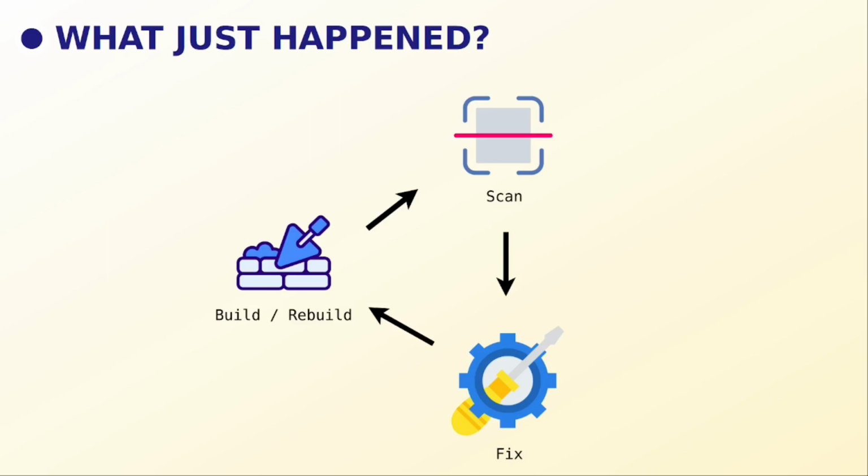First, we build a Docker image. Then we scan it using a tool like Trivy to detect vulnerabilities. After that, we fix the issues, review the image, and scan again. This loop continues until the image becomes more secure. Security is a continuous process, not a one-time task.